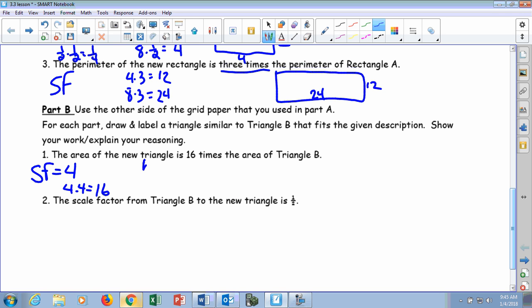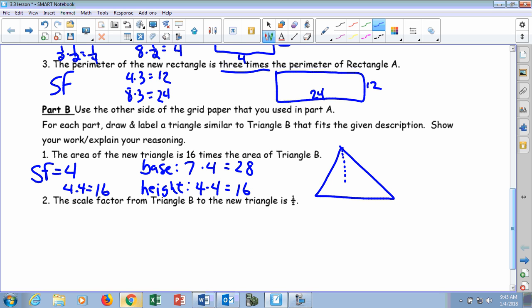So if you have the base, right? The base of this was 7, so you're going to multiply that times 4. And the height of it was 4, so you're going to multiply that times 4. So your triangle should be 16 tall, and the base should be 28. How many people got that? Base is 28, height was 16. Good. Couple hands.